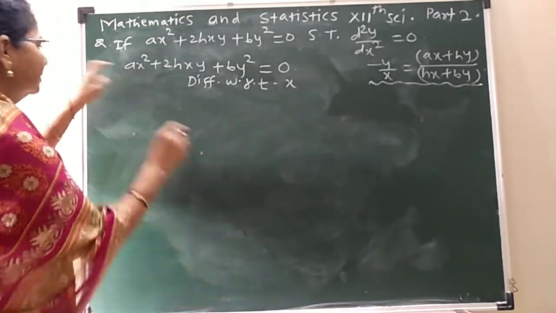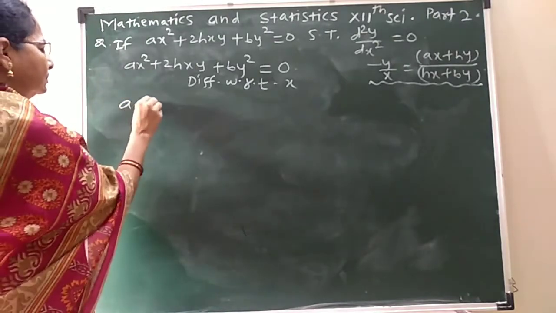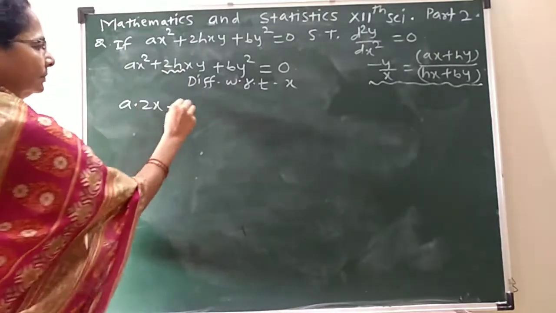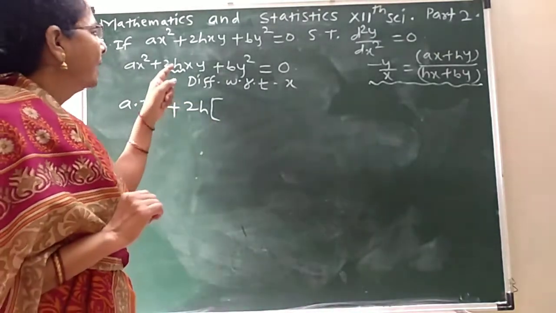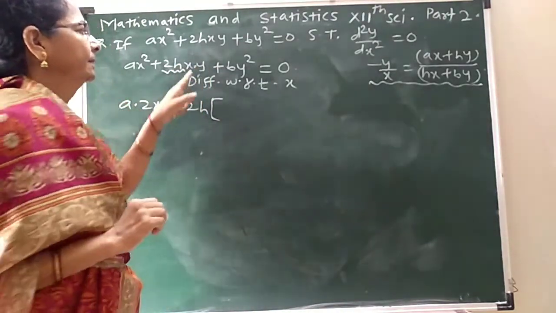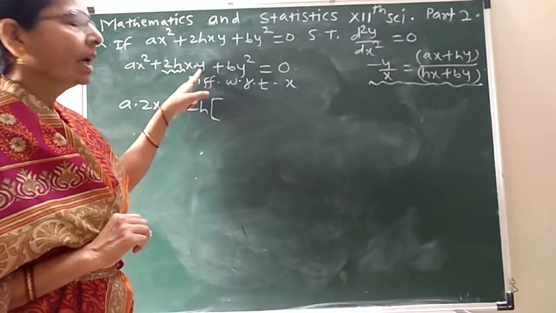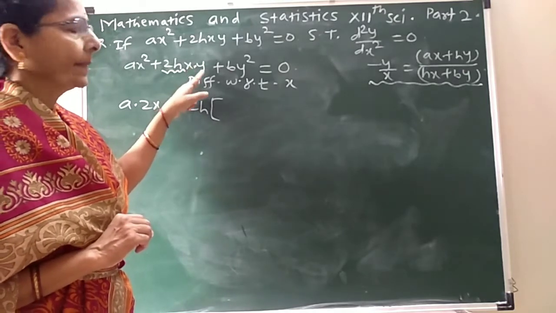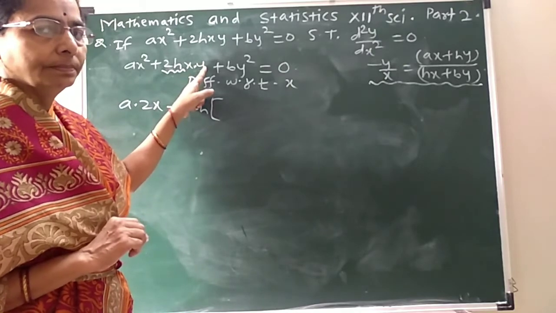h is a constant. Derivative of x square is 2x plus 2h constant in the bracket. The x and y terms are remaining, and we have to take the derivative of x into y according to the u into v rule.